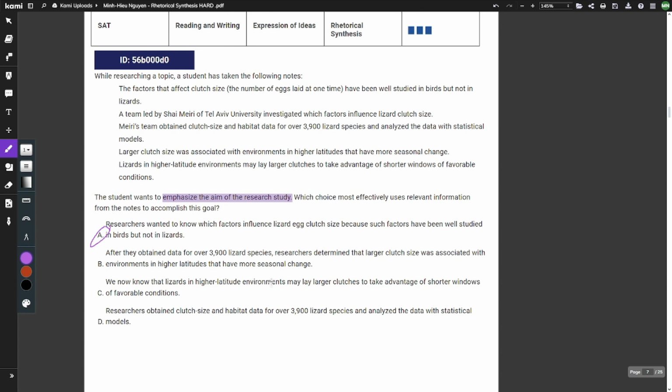And D, researchers obtained clutch size and habitat data for over 3,900 lizard species and analyzed the data with statistical models. Alright, that talks about how they did the research, but doesn't talk about why they did it, so B, C, D are wrong, and A is the answer because the researchers wanted to know something, and that's why they did that study.